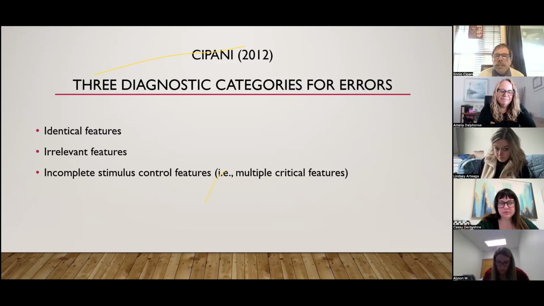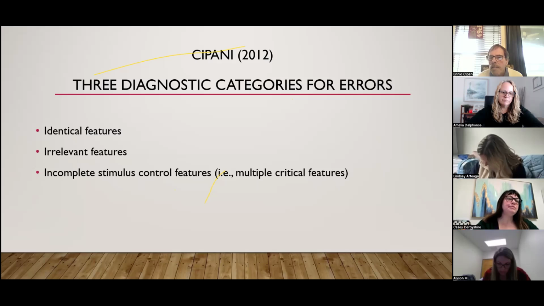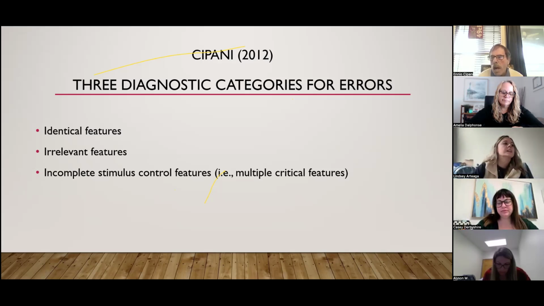So identical features is one category. Irrelevant features, which I'm going to ask you to read in the paper to get an idea what that is. And then the third category, incomplete stimulus control features. This is where you have multiple critical features, like I just talked about in terms of two actions and two or more items. So sometimes you have three or more. So multiple critical features.